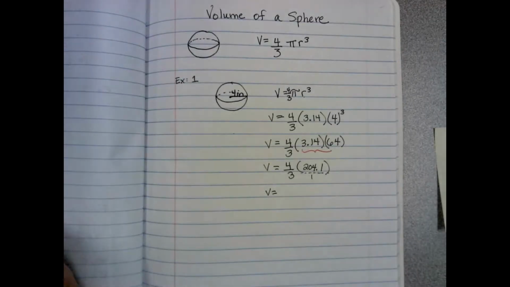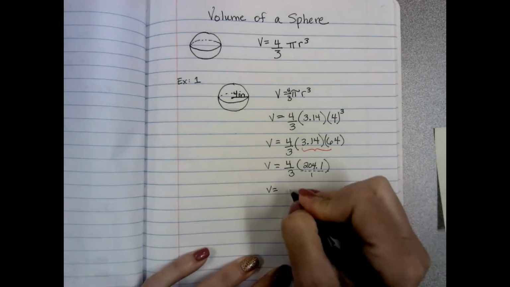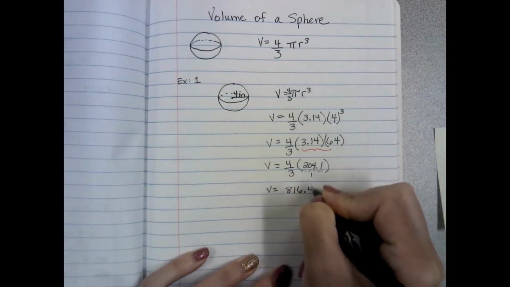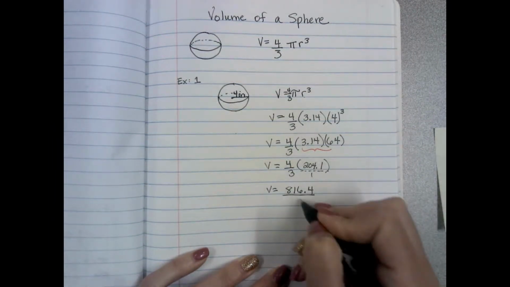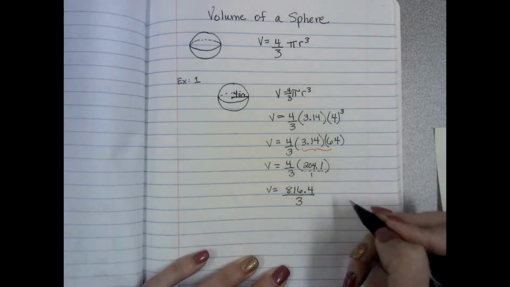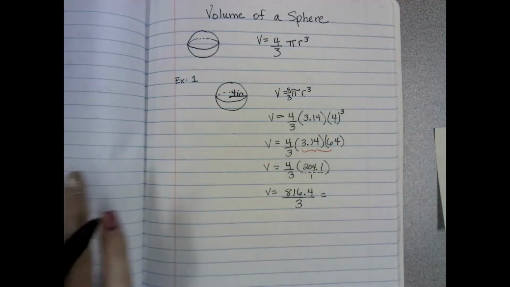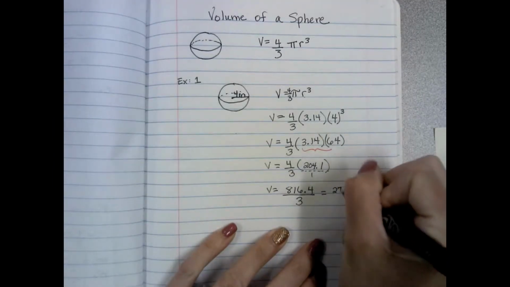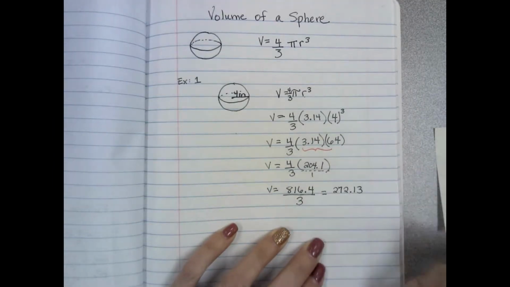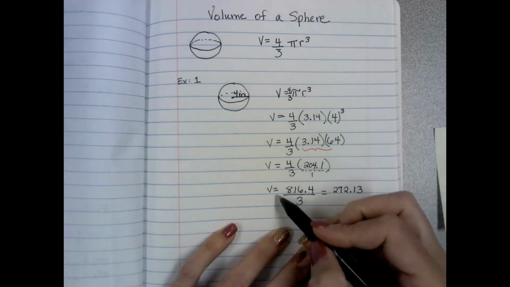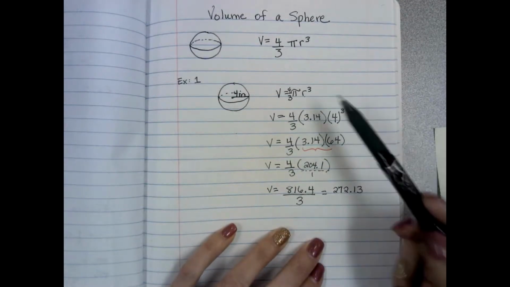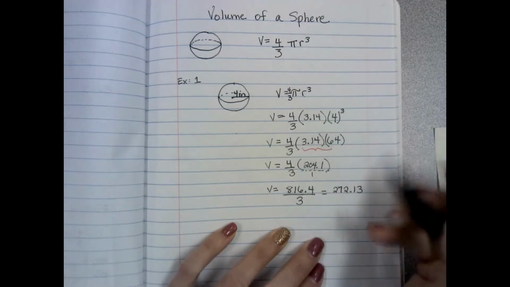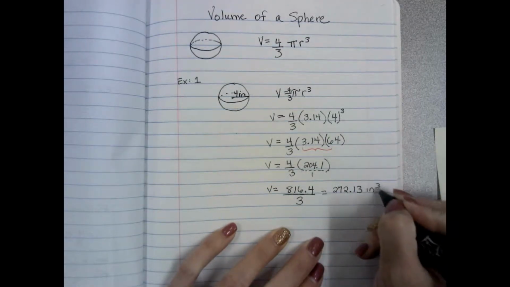4 times 204.1 is 816.4, and 3 times 1 is 3. And when I divide that, I get 272.13. Now this is volume. It needs a label. Our units that we used in our example were inches, so these are going to be cubic inches.